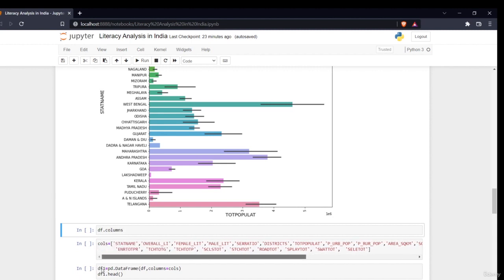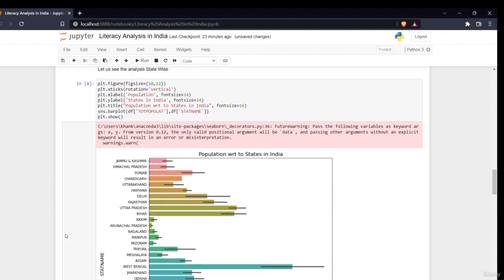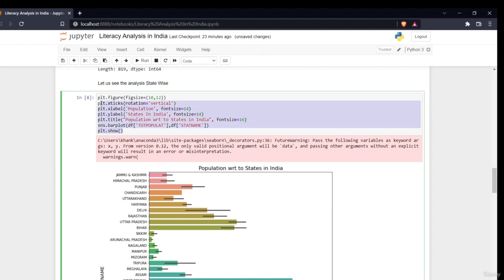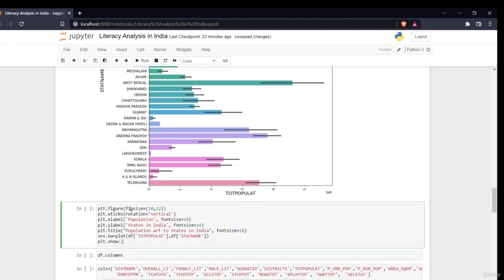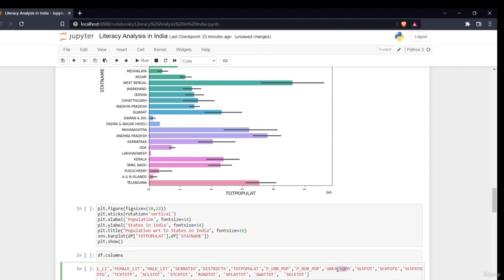Now the very first thing is we can also see the area. I'll just copy the same thing and let us see what is the area of these states. I'll just change one thing. I'll use the area square kilometer part and paste it in the total population part.